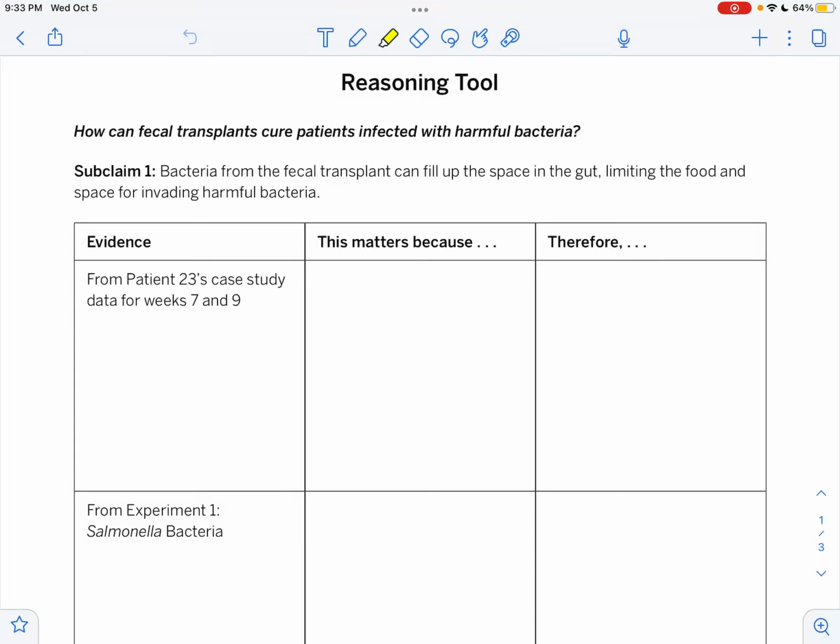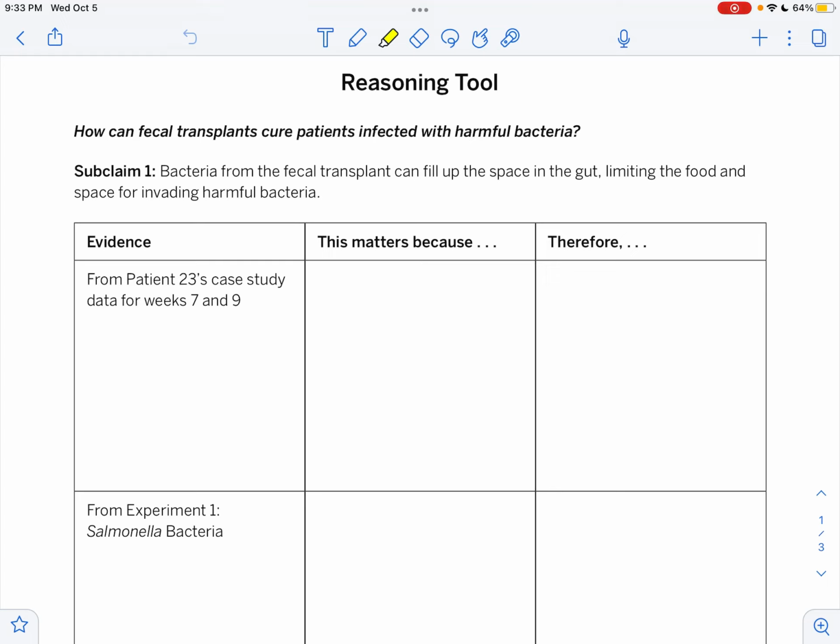This video covers the directions for the reasoning tool activity from Unit 2, Lesson 5. The question we're working on in this lesson is how can fecal transplants cure patients infected with harmful bacteria? In class, we've been talking about how we can use evidence to support a claim.